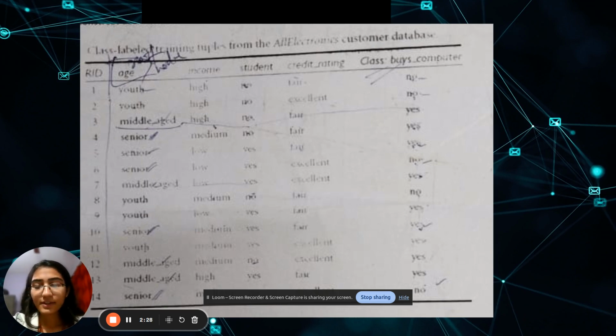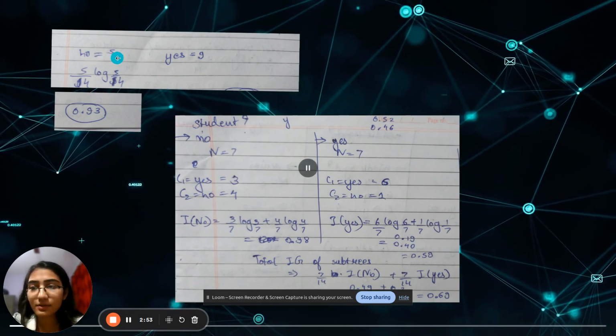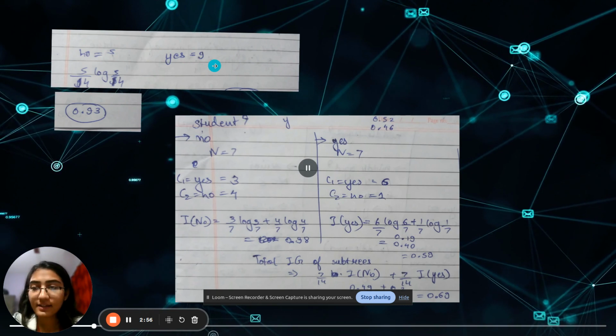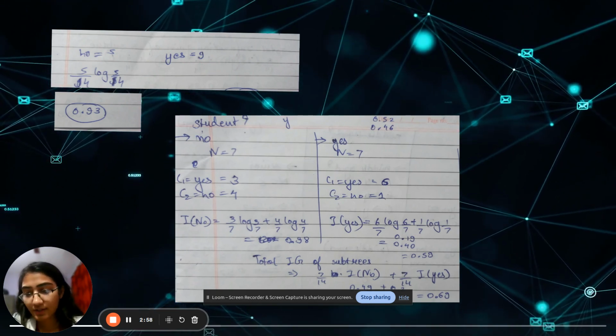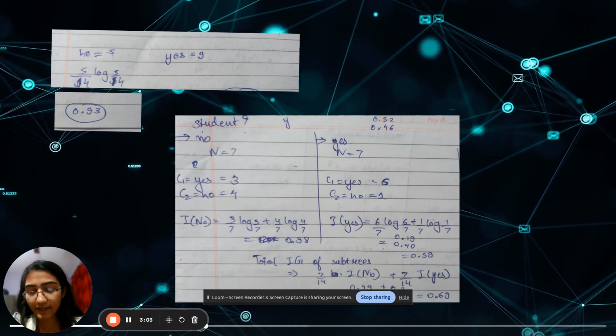So in this example, we are going to discuss decision tree with the ID3 approach, that is information gain. What we will do first, we will count the number of classes, that is here it is two classes, C1 and C2, that is yes or no. So we will count the number of yes and the number of no's, and first we will find the information gain before splitting. As we can see, the total number of no's is 5 and yes is 9.